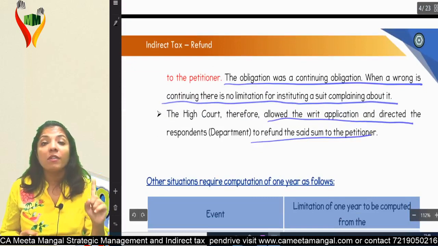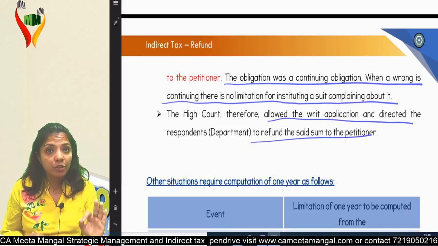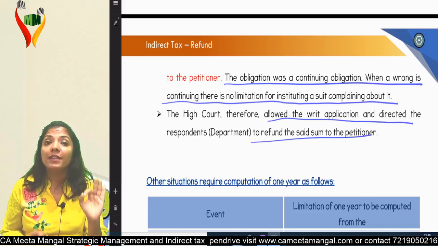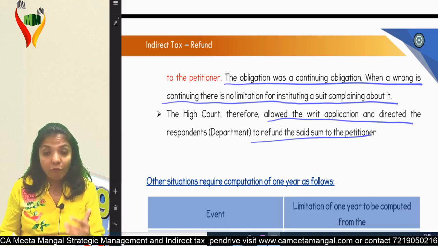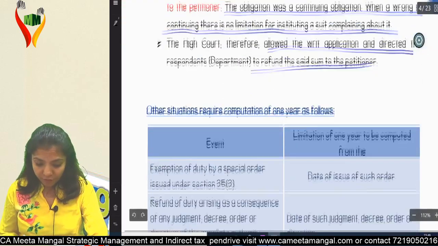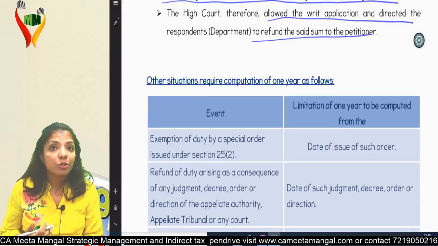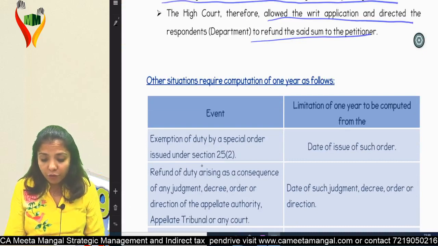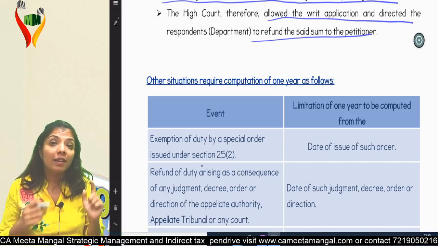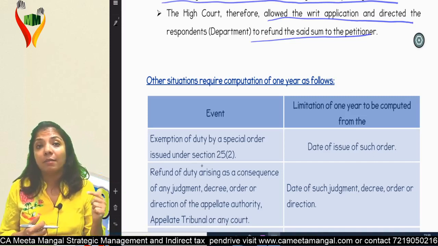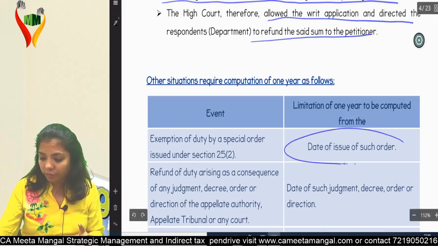Now, normally what have we studied? Normally in case of refund, you need to file an application within 1 year from the date of payment of duty. But there are some other situations from where you need to calculate 1 year. First, suppose I have paid duty and then there was an exemption notification, exemption of duty by a special order. A special order came and it got exempted. Then I am eligible to get the money back. So I need to calculate 1 year from the date of that order.